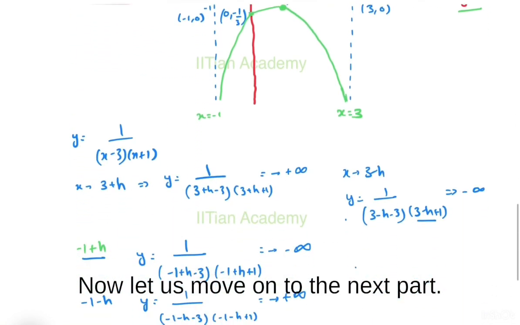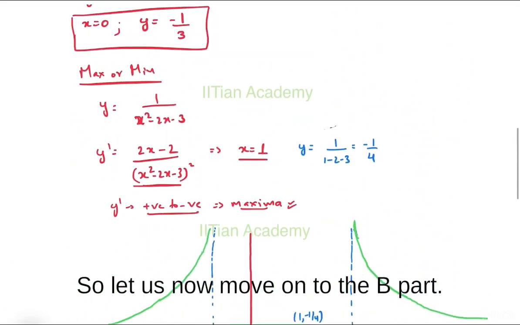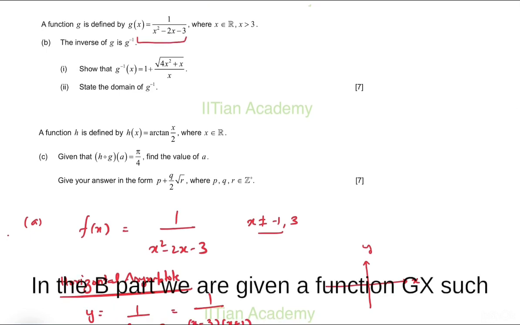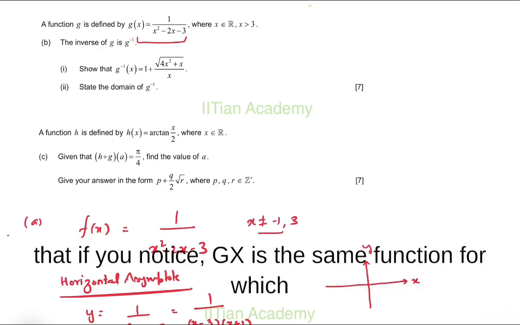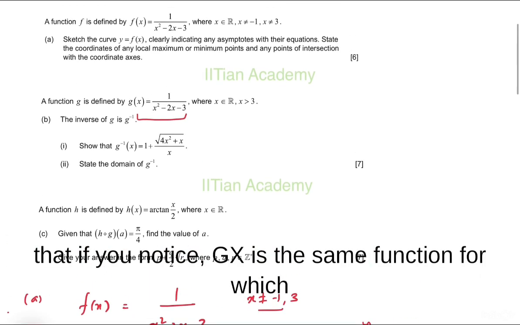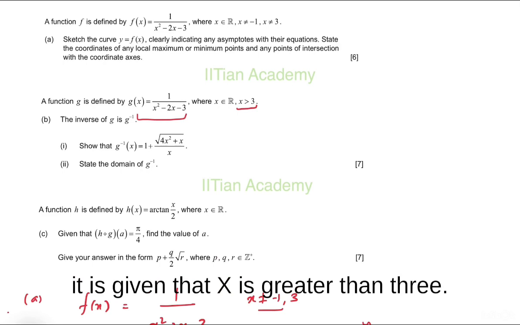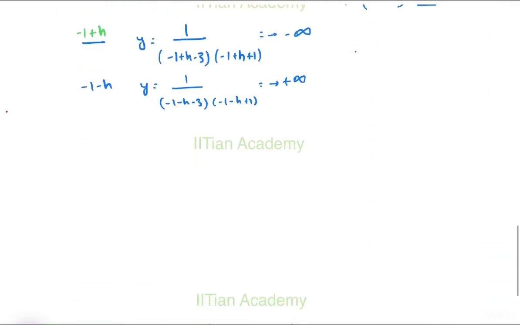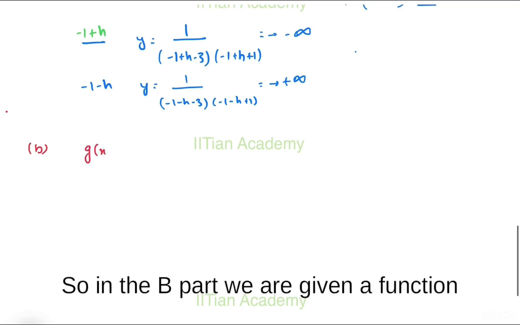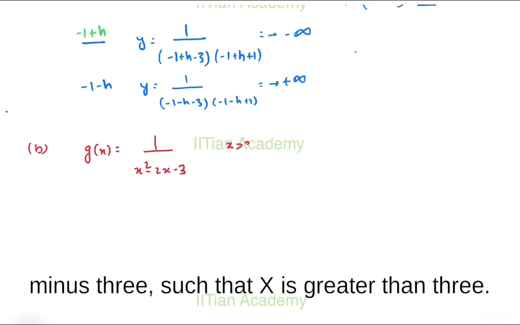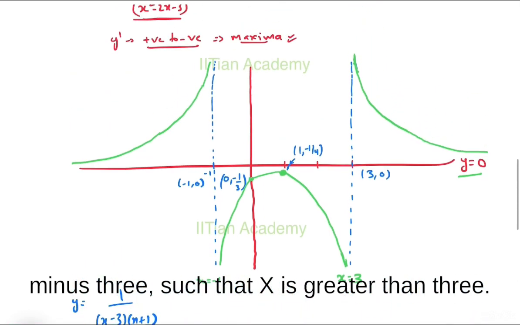Now let us move on to the next part. So let us now move on to the B part. In the B part, we are given a function g(x) such that, if you notice, g(x) is the same function for which we drew the graph in the first part, for which it is given that x is greater than 3. So in the B part, we are given a function g(x) which is 1 by x square minus 2x minus 3 such that x is greater than 3.